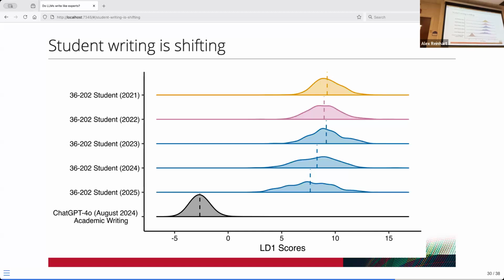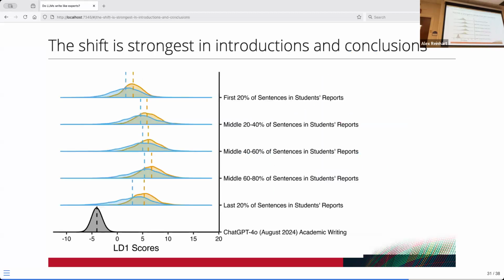So we started wondering, how are they using it if they are indeed slowly shifting in style in that direction? And so we split up the reports by length. The first 20% of the reports are roughly the introduction, the next 20% is when they're getting into the methods, all the way to the last 20%, which is probably the conclusion. And you notice before, so yellow is before AI and blue is after.